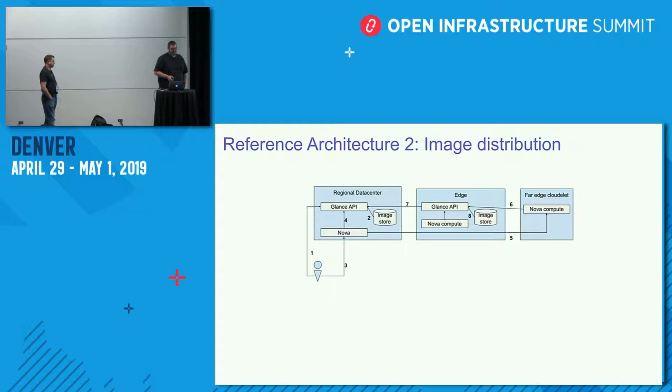So these two reference architectures are very similar. The primary difference is really where you're putting the majority of your control plane. As you can see in this example, if there is a network partition between your large or medium edge site in the middle and the regional data center, you're not going to be able to create instances. Your auto scale is not going to work. So that is the main difference between the two.